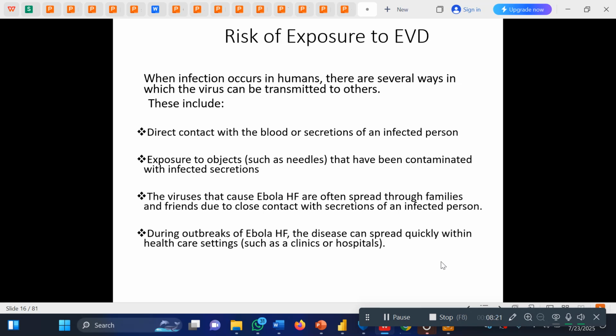Risk of exposure to Ebola virus is when infection occurs in humans. There are several ways in which the virus can be transmitted to others: through direct contact with blood or secretions of an infected person, and exposure to objects such as needles. The virus that causes hemorrhagic fever is often spread through families and friends due to close contact with secretions of an infected person. During an outbreak of Ebola virus, the disease can spread quickly within healthcare settings such as clinics and hospitals.